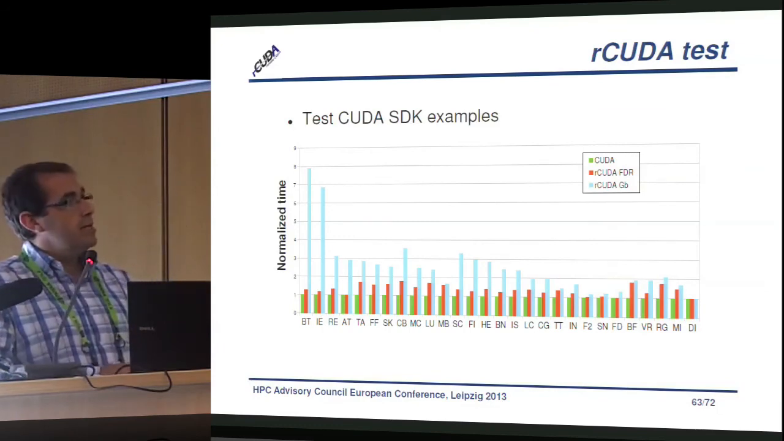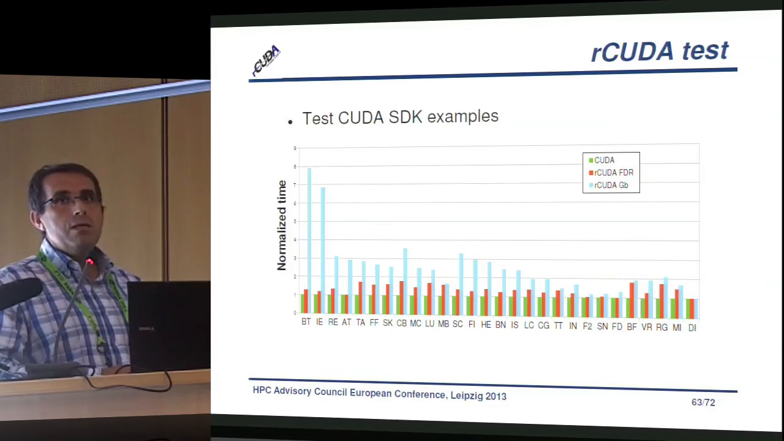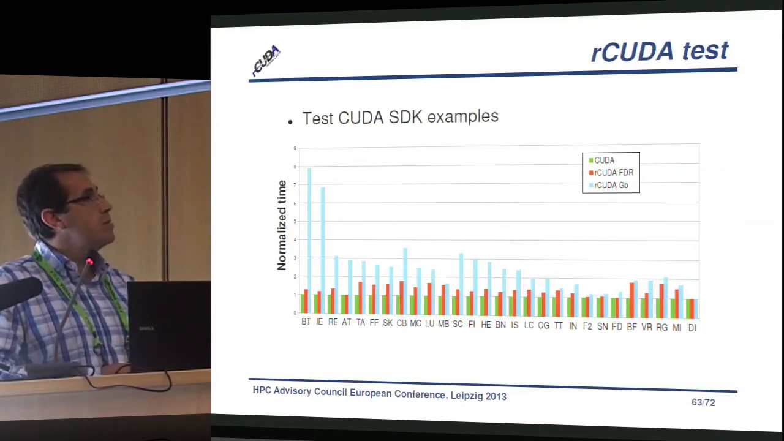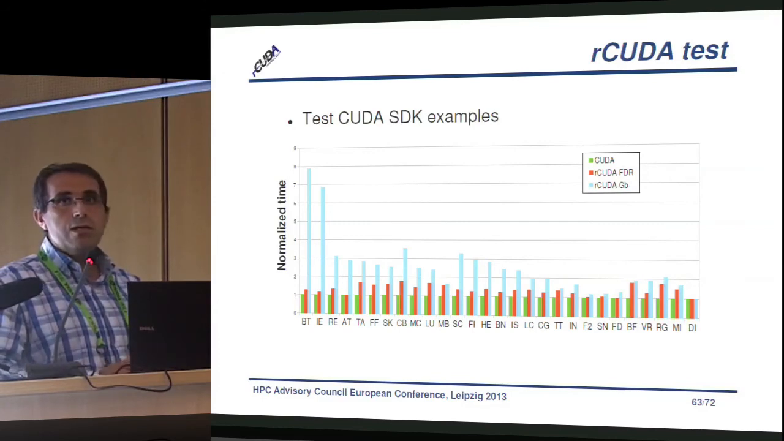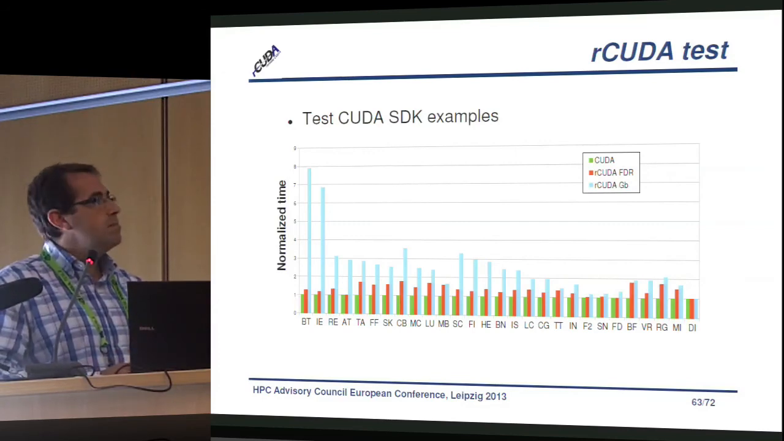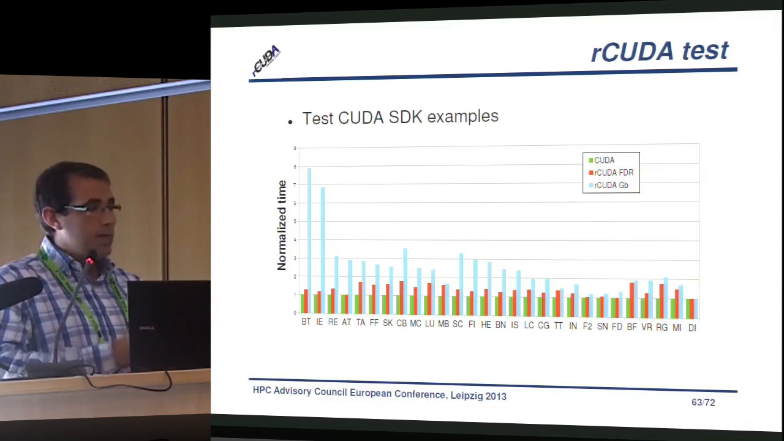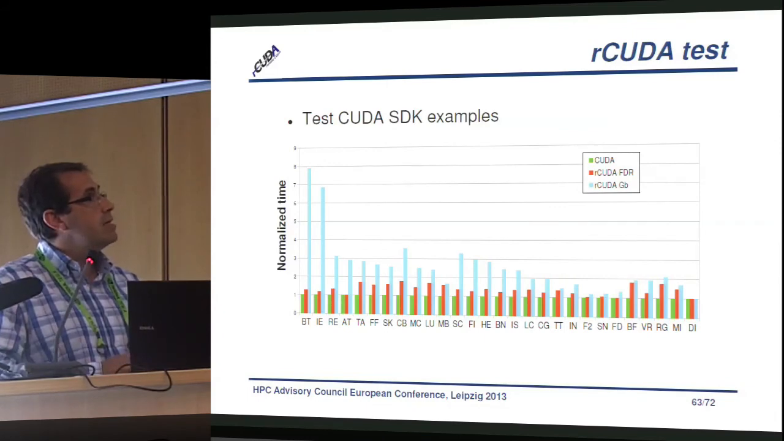Here we do not consider the examples with graphic calls because we have not implemented the graphic support of the CUDA. Here you can see that we have a relatively big overhead over the execution on a local CUDA. This is because most of these examples have very little work to do, so the communications are in this case bad for the test.